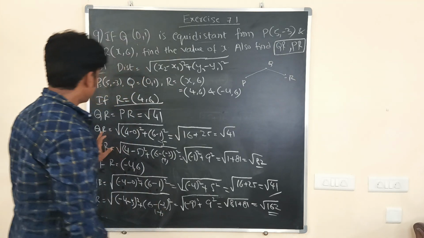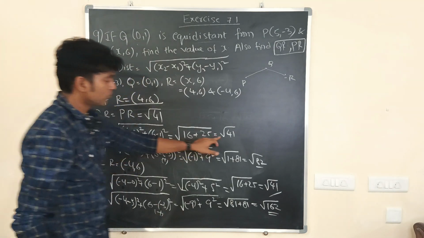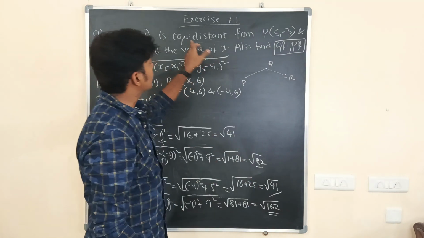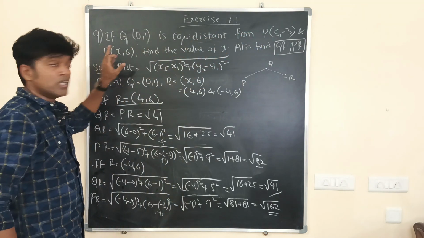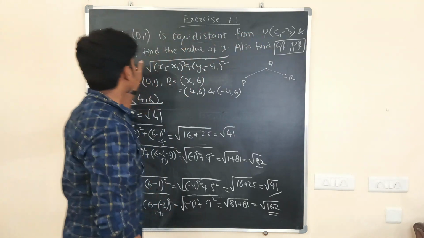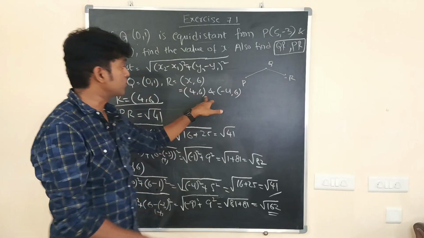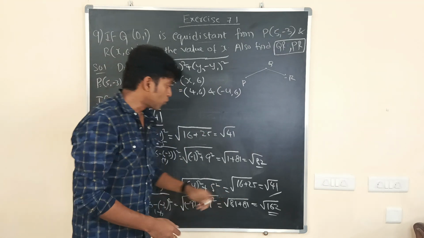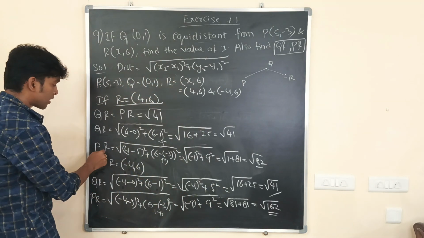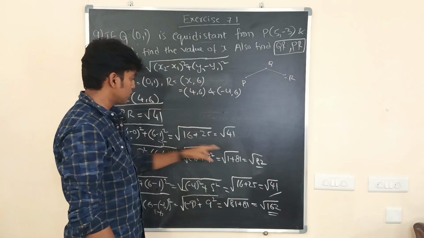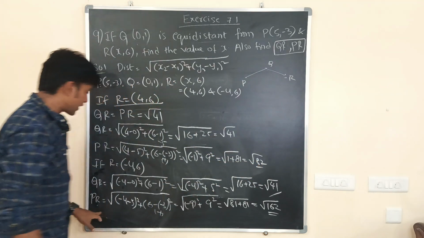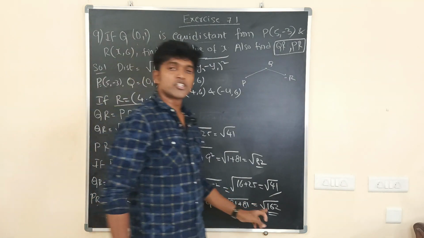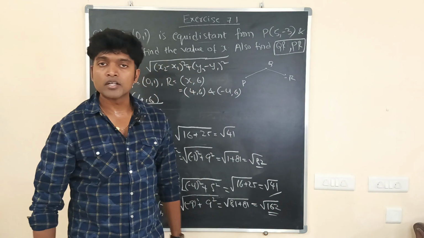By observing this, QR is the same in both cases, because they have already given that Q is equidistant from points P and R for any values of x, plus or minus 4. So only the value changes for PR. PR for the first case is root of 82, and for the second case it is root of 162. Hope you all understood this one.